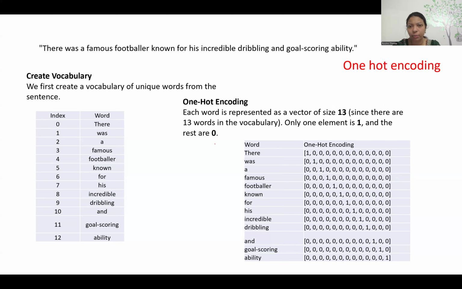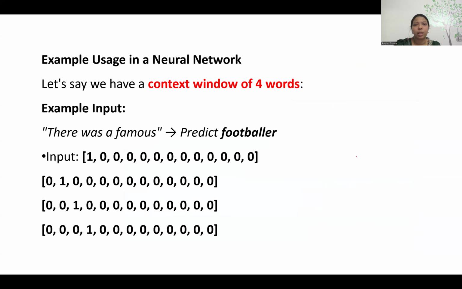So for "there", this is the vector value. "Was", this is the vector value. You can see there, this is the one, and for "was", this is the one. Likewise, for all the unique words, it will be giving a one-hot encoding. That may be considered its vector value. And then by this, it will do the mathematical operation. This is another example.